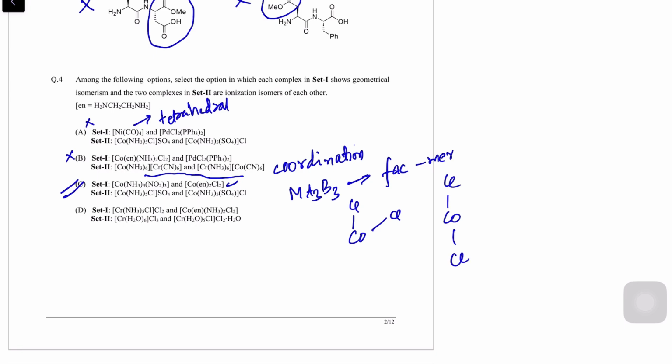All right. In set 2, yes, isomers are formed when a counter ion is exchanged with a ligand. So in the first molecule, sulfate ion is acting as a counter ion. In the second molecule, it is acting as a ligand. So both set 1 and set 2 satisfy the criteria as per the given question. So that is the correct answer.